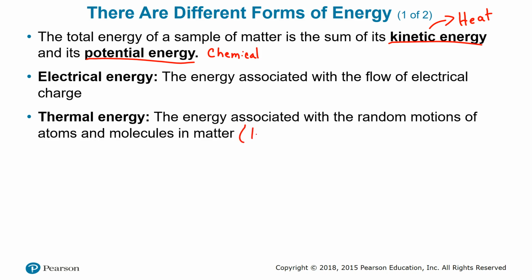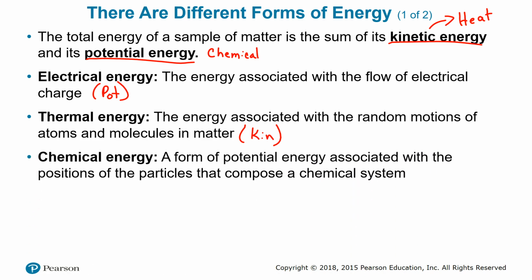So that's kinetic. To some degree, electrical is potential, but once it's flowing, it's kinetic. So electrical can kind of be both. And then chemical energy. Chemical energy is going to be a potential energy that's associated with the position of particles that compose a chemical system.